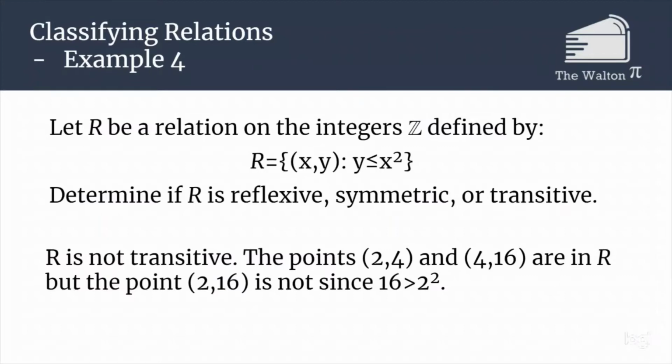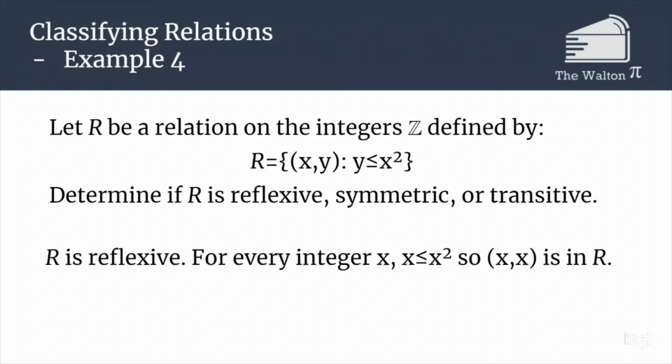However, this relation is actually going to be reflexive because for every single integer x, x is less than or equal to x squared. So that tells us that x, x is in the relation. The reason for that is if x is negative, x squared is going to be positive. So x is definitely going to be less than or equal to x squared. If x is 0, then we have 0 equals 0, so the condition is satisfied again. If x is equal to 1, we get 1 is equal to 1 squared, so it's satisfied. And if x is bigger than 1, x squared is strictly bigger than x, which means that yes, again, x, x is going to be in the relation.